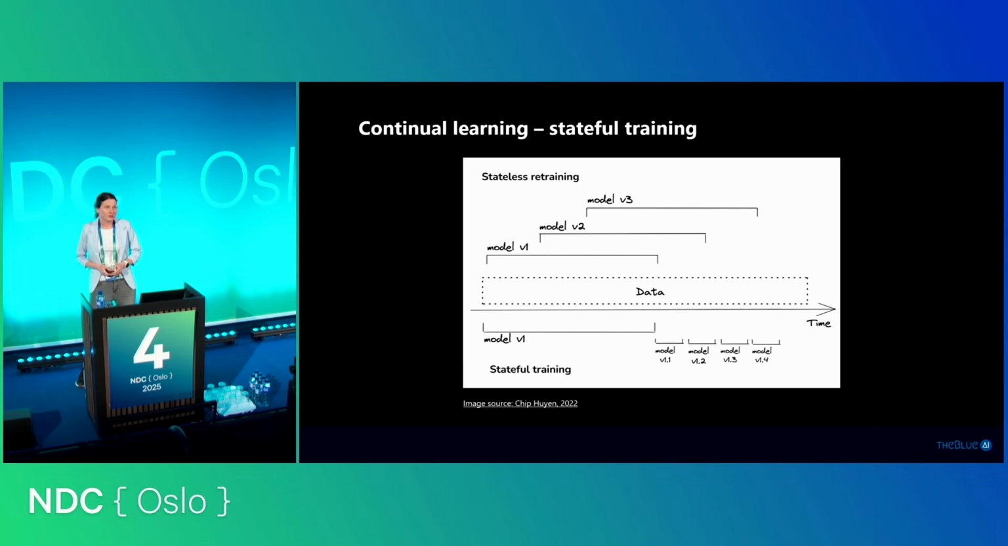So if you're looking from the perspective of data, continual learning means that we would like to be able to train our machine learning models in a stateful way, meaning that instead of stateless retraining, where we take all of the data the whole time, we would like to just train the model once on the data and then take only a subset of new data without using the data that we used before for the initial version of our model.